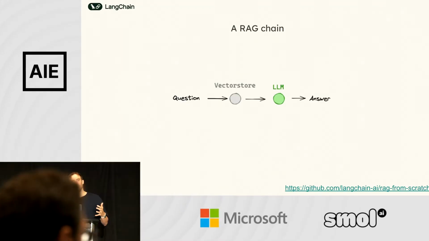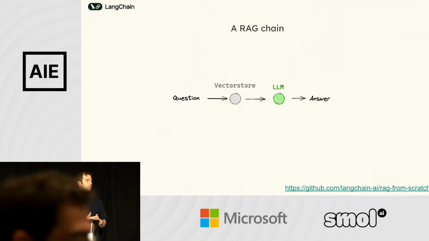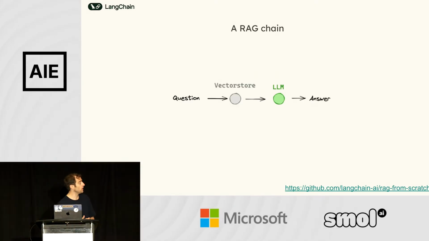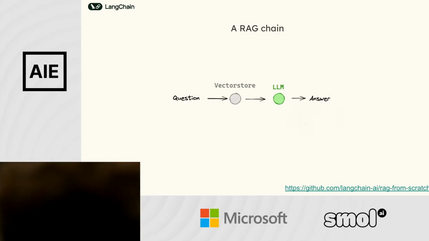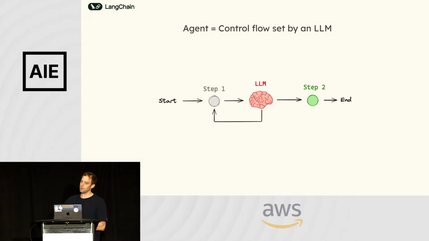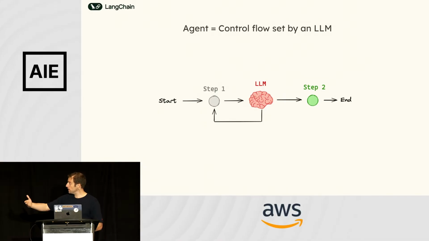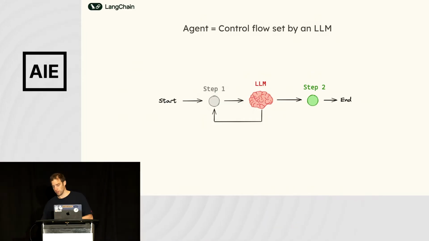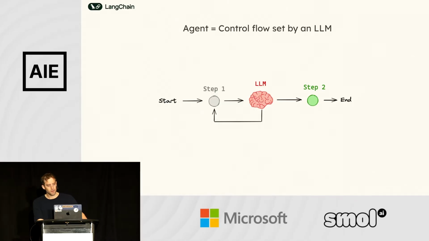Retrieval augmented generation is a super popular application some of you may be familiar with. It basically refers to retrieving documents from an index and passing them to an LLM. This is a good example of a chain. It's a control flow set by a user. The question is provided, the vector store retrieves documents, they're passed to an LLM, and the LLM produces an answer. So this is a classic chain.